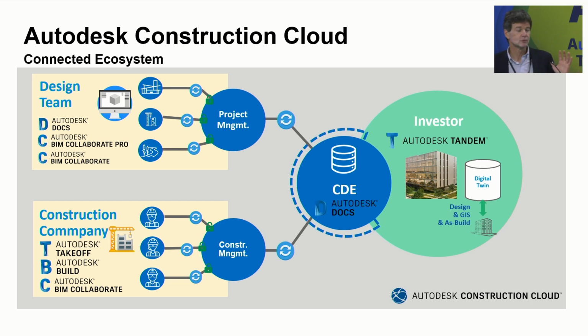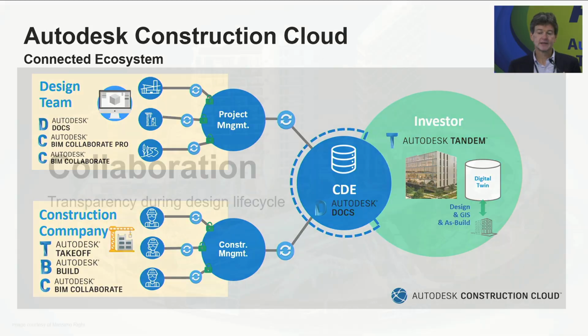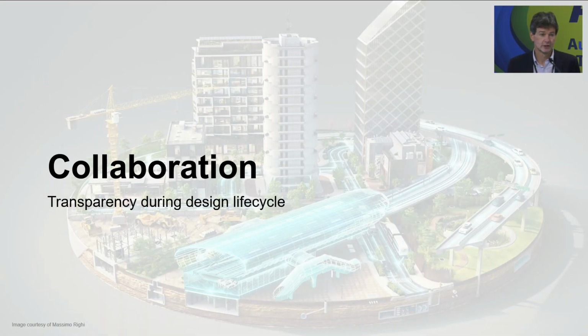What we do have is Autodesk Tandem, which covers this last part, the digital twin, where the digital twin can be stored and utilized, because at the end of the day, this rich BIM data which is created should be utilized for better understanding of the building operation, for optimization, for better efficiency as far as material and energy is concerned, and so on and so forth. But let's have a look at collaboration.